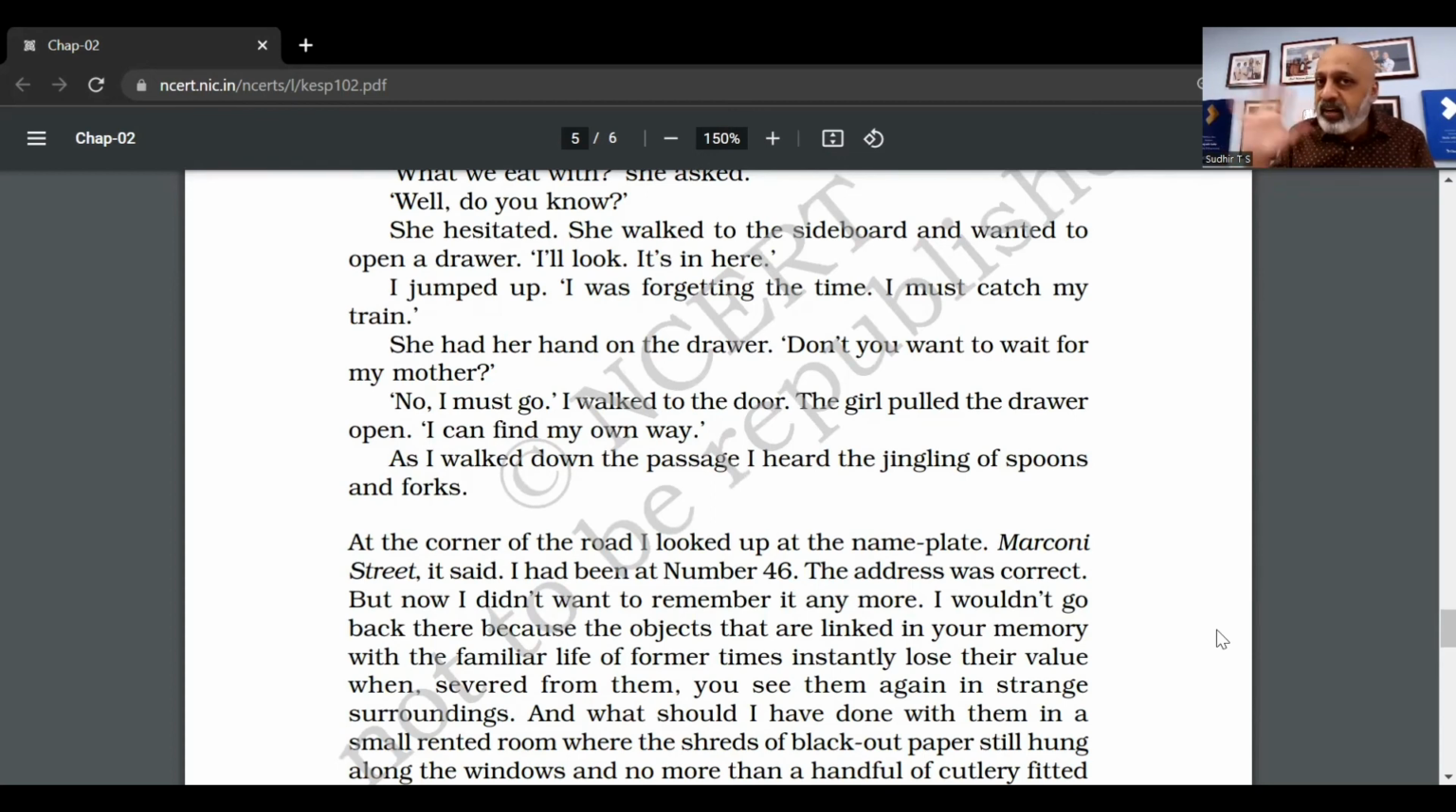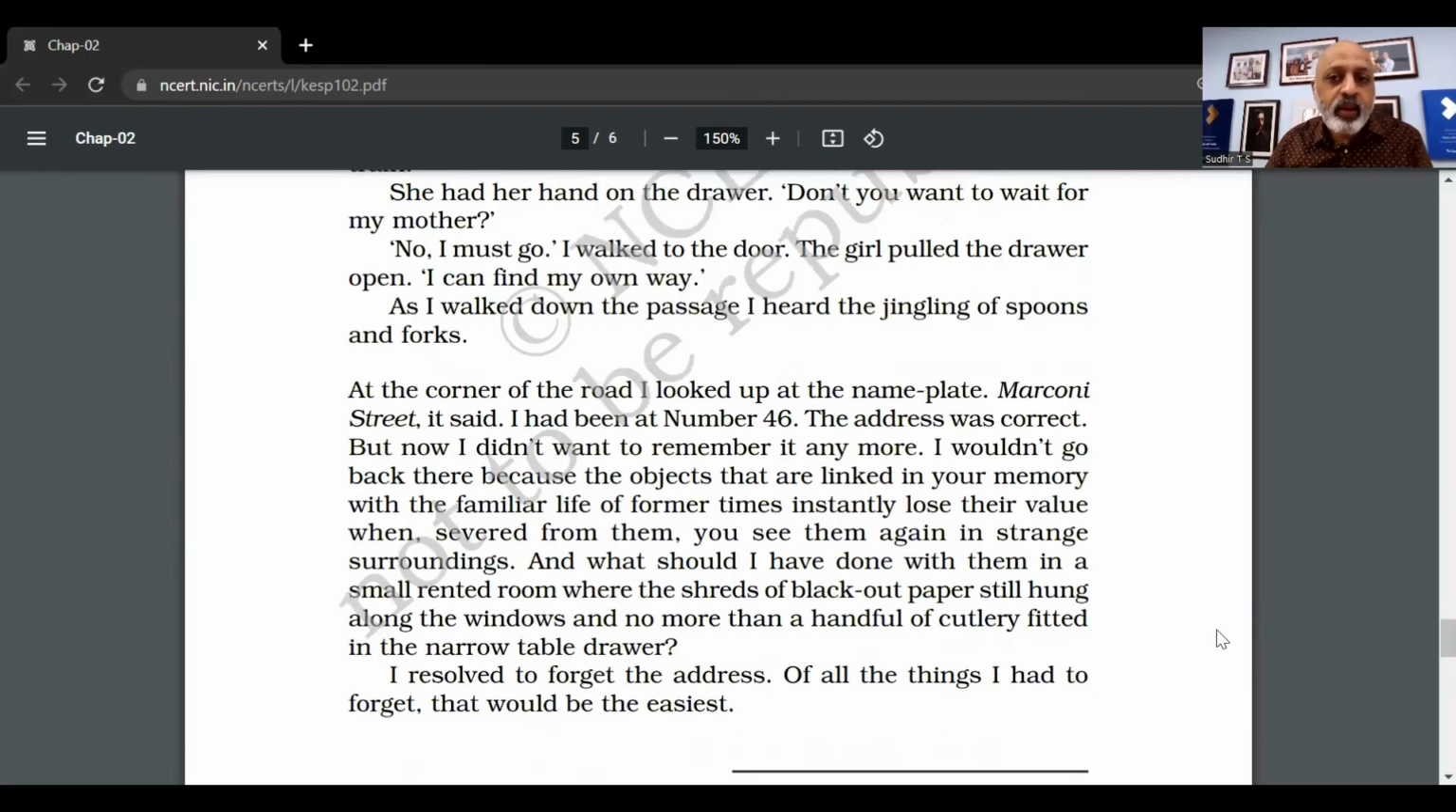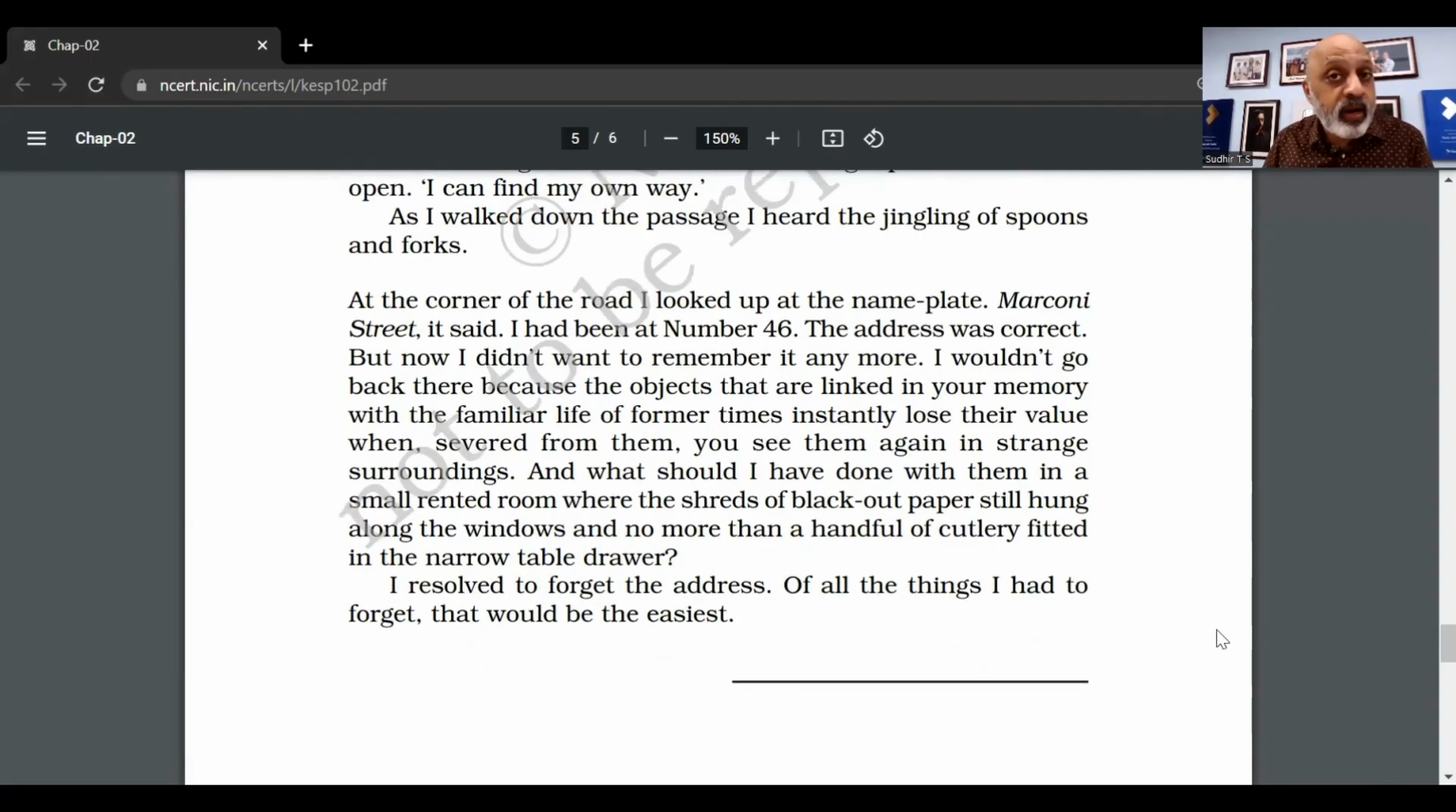So by now, the narrator is feeling very uncomfortable. She doesn't want to be, because this is bringing back too many memories from the past, and she feels extremely uncomfortable by that whole thought. As I walked down the passage, I heard the jingling of spoons and forks. She was used to the sound. She knew everything, the feel, everything, right? At the corner of the road, I looked up at the nameplate. Marconi Street, it said. I had been at number 46. The address was correct. But now I did not want to remember it anymore.